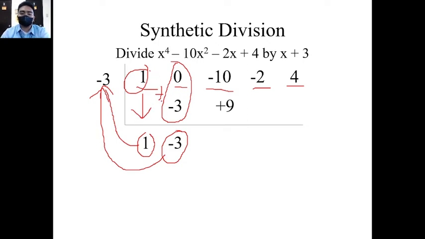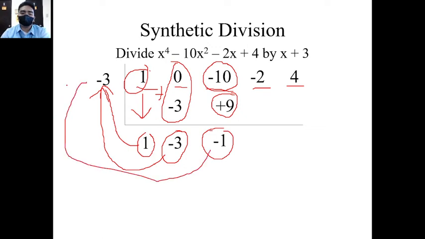So you're going to add this product, positive 9, to the third coefficient, which is your negative 10. If you add negative 10 to positive 9, what is the answer? The answer will be negative 1, of course. So, same process. What are we doing? Just like a while ago. Negative 1 multiplied by negative 3, what's the answer? The answer will become positive 3.